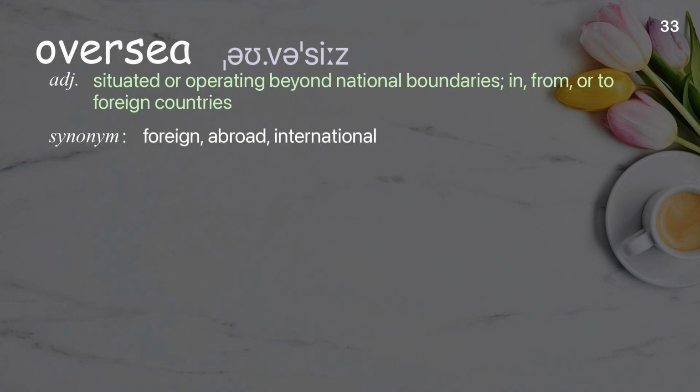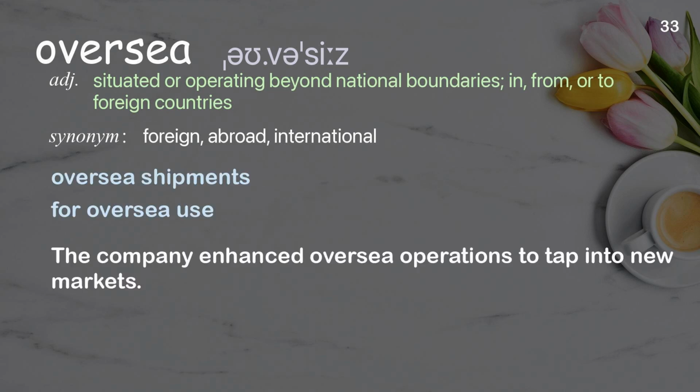Oversee. Situated or operating beyond national boundaries, in, from, or to foreign countries. Examples: Oversee shipments. For oversea use. The company enhanced oversea operations to tap into new markets.